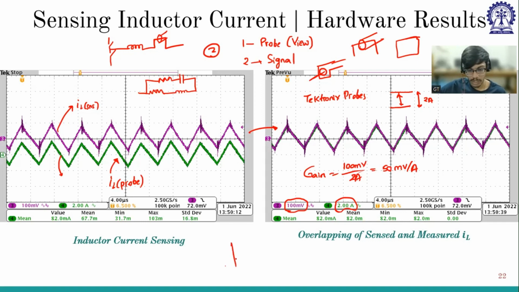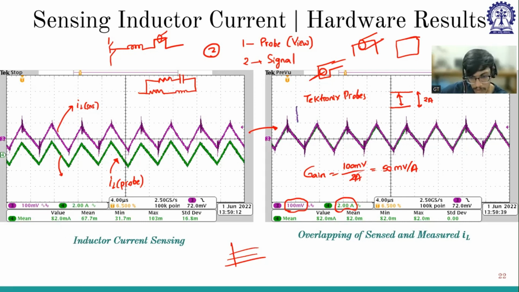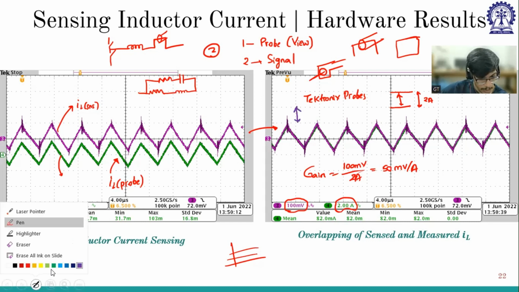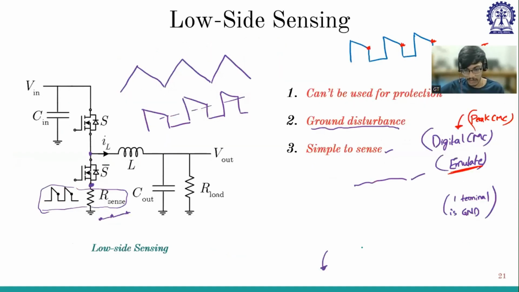Like if you plot on the x-axis, what is 100? 100 millivolt. What is 100 millivolt? 100 millivolt is the scale of the violet one, and now they are exactly overlapped. So 100 millivolt of the violet waveform and 2 amperes of the green waveform are the same. They are exactly overlapping.